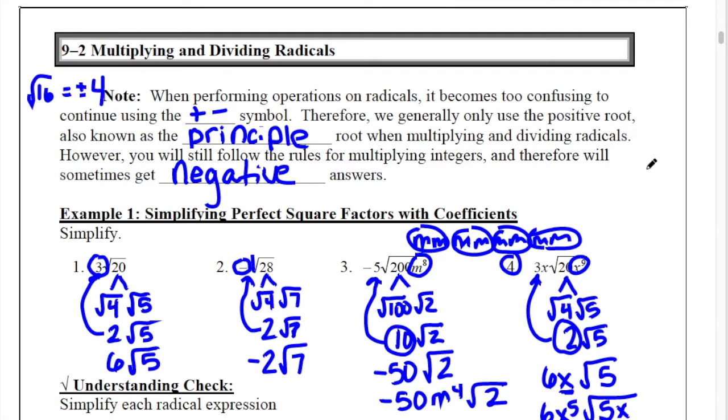There's several different ways that you can approach these problems. You can do the radical first, which is what I do, and then I combine that with the coefficient, and then I take care of the variables. But there are several different ways that you can approach the problem. None of the ways are wrong. It's just a matter of how you choose to approach the problems.